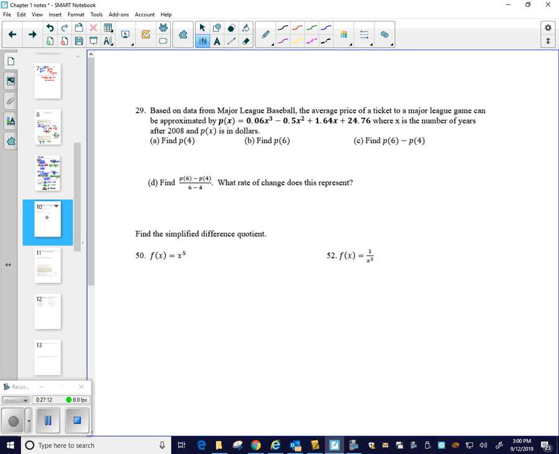All right, and like I said, 50 and 52 we'll set up, but we're not going to do the whole thing. We will do 29 here, and then we'll be finished with that section.